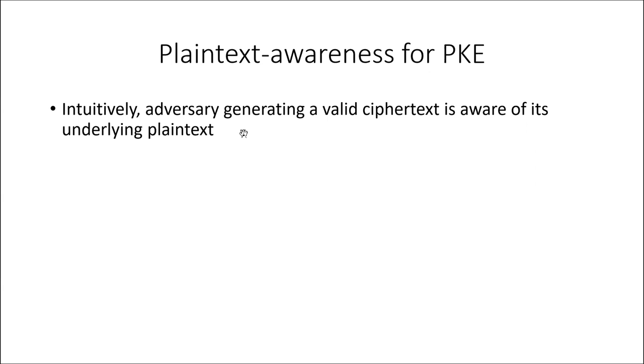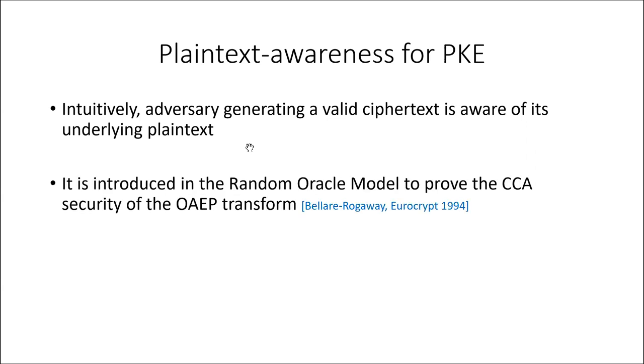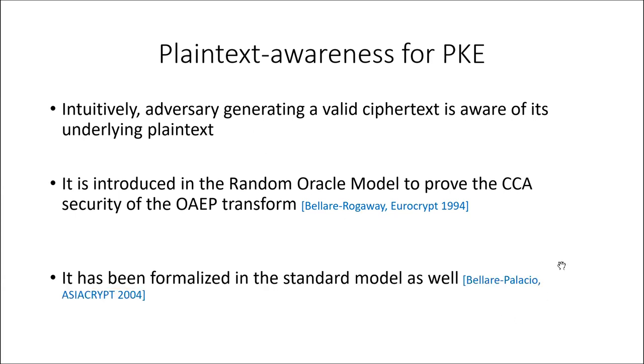Intuitively, we say a public key encryption scheme is plaintext aware if an adversary generating a valid ciphertext is aware of its underlying plaintext. Or we can say it in a different way, that the only way the adversary can generate a valid ciphertext is to use the encryption oracle. The notion was introduced in the random oracle model to prove the CCA security of the OAEP transform. Also, this notion has been formalized in the standard model later.